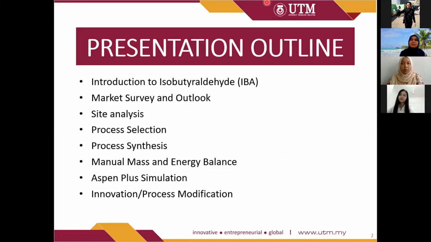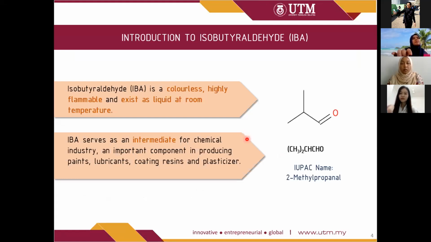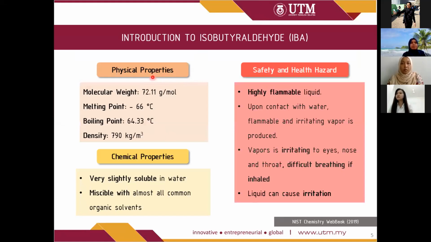So this is our presentation outline. For the introduction of our product, isobutyraldehyde is colorless, highly flammable, and exists as a liquid at room temperature. IBA serves as an intermediate for the chemical industry, an important component in producing paint, lubricant, coating, resin, and plasticizer. For the physical properties, the molecular weight is 72.11 gram per mole, the melting point is negative 66 degrees C, the boiling point is 64.33 degrees C, and the density is 790 kilogram per meter cube.